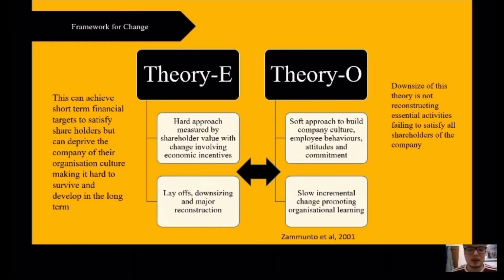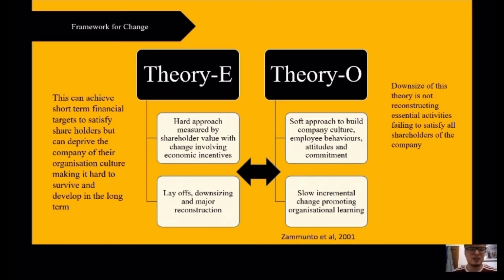So the theory E is a very hard approach measured by the shareholder value with change involved in economic incentives. However, with that comes a lot of layoffs, downsizing, and major restructurings. And we've got the theory O, which is completely opposite to theory E. It's a very soft approach to build company culture, employee behaviours, attitudes, and commitments. And it's a slow incremental change that promotes organisational teamwork.